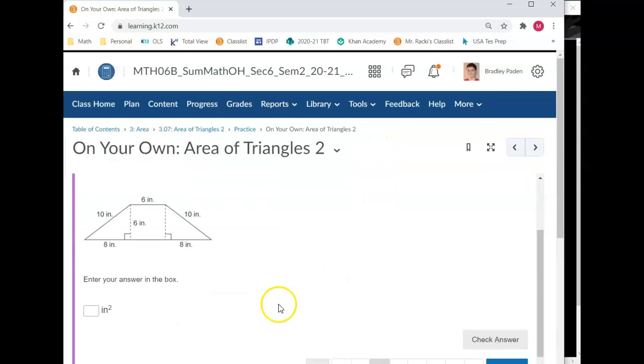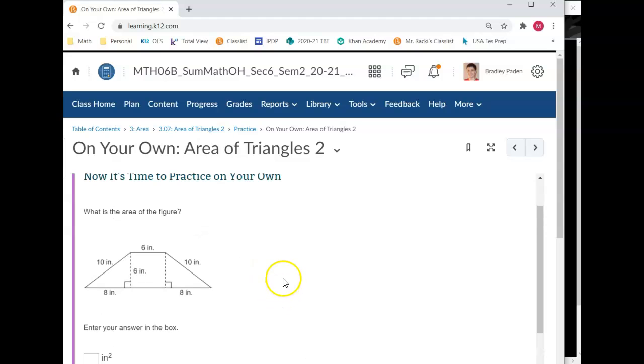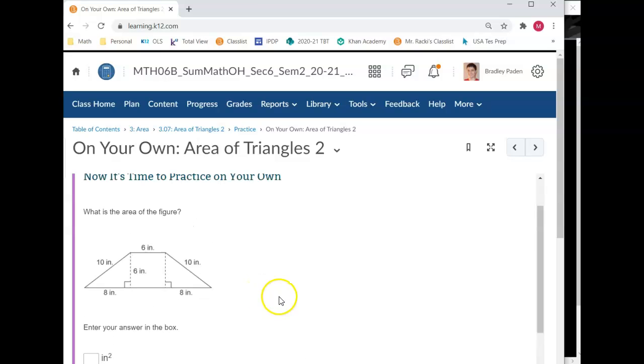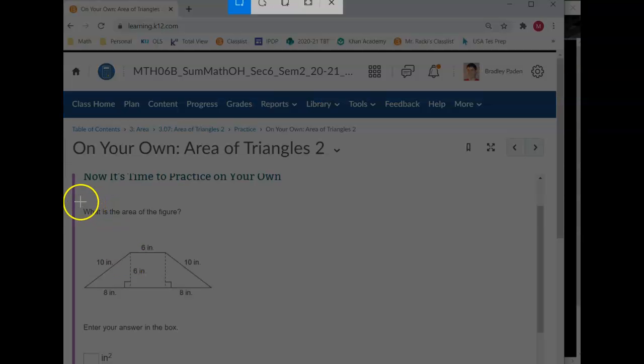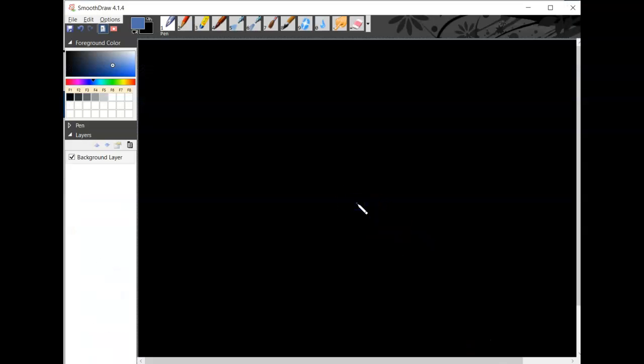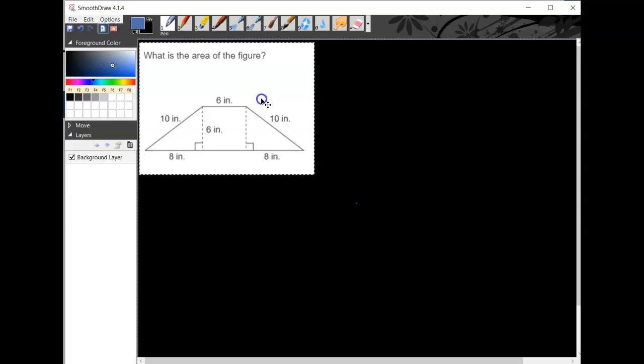I like this one because we have a lot of measurements. Now this looks like a trapezoid. We could use the area of trapezoids formula that we're going to learn on February 2nd, but we don't have that yet as I'm making this video. So just like with any trapezoid, you can cut it up into a rectangle and triangles. Here it looks like a perfect square in the middle.